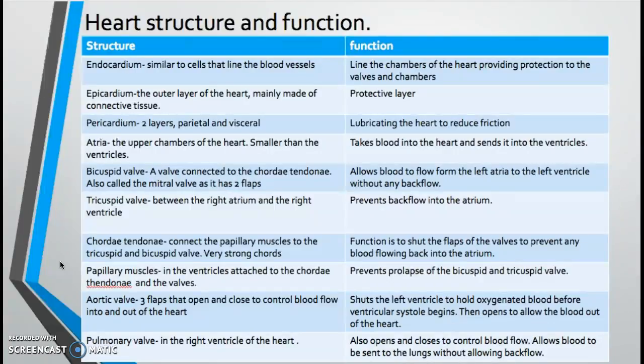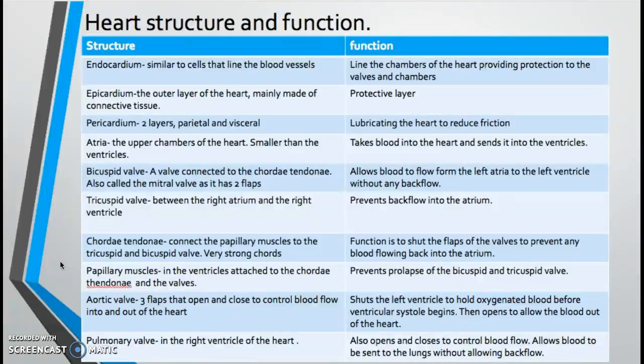And the aortic valve has three flaps that open and close to control blood flow in and out of the heart. They shut the left ventricle to hold oxygenated blood before the ventricular systole begins, then open to allow blood out of the heart. The pulmonary valve is in the right ventricle of the heart, and this opens and closes to control blood flow, allowing blood to be sent to the lungs without allowing backflow.